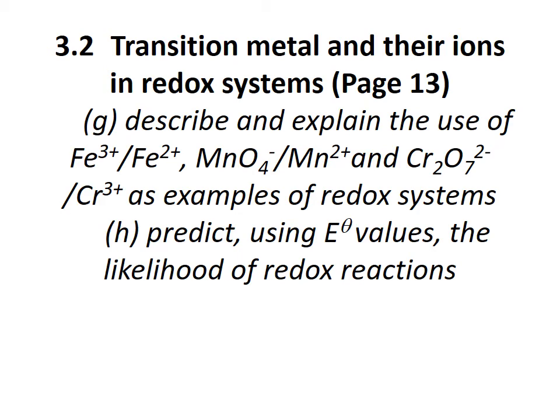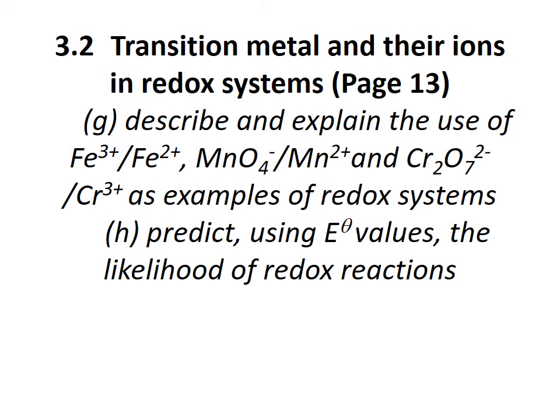Let's take a look at section 3.2, page 13 of your notes on transition metals and their ions in redox systems. In your syllabus, you have to learn two objectives over here. You have to learn to describe and explain the use of these three pairs as examples of redox systems. They include iron 3 plus / iron 2 plus, manganate / Mn2 plus, dichromate / chromium 3 plus. These are all redox systems.